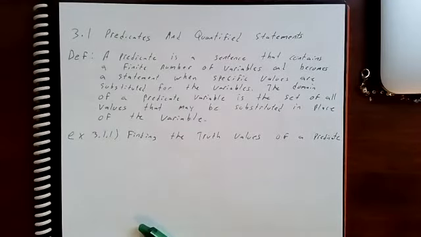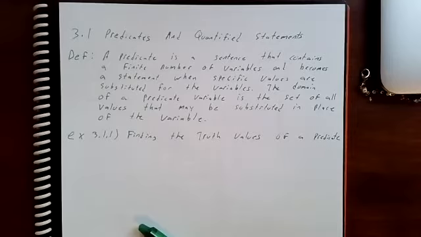Right, guys, let's talk about 3.1. It's about predicates and quantified statements. The main part of this section is going to be dealing with predicates. It's similar to a statement, but a little bit different. We'll talk about the definition in a second, and then we'll also have quantifiers. We're going to learn about all the different symbols that we use for quantifiers.